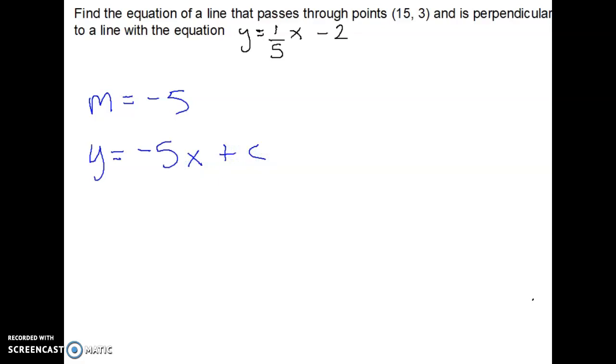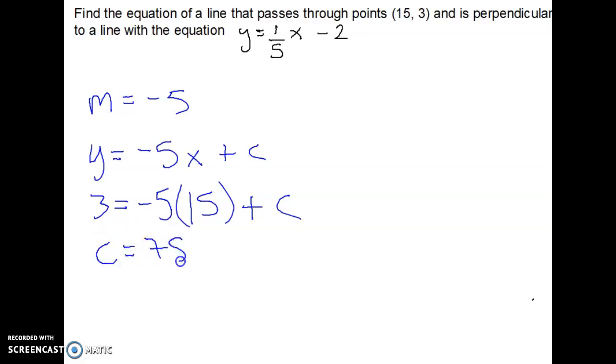We can use this point that we're given, which is (15, 3). We're going to put the 15 in place of x, and the 3 in place of y, and we're going to figure out what the y-intercept is of this perpendicular line. So just use a little bit of algebra and you find out that I believe it's c is equal to 78. And now we can rewrite our equation.